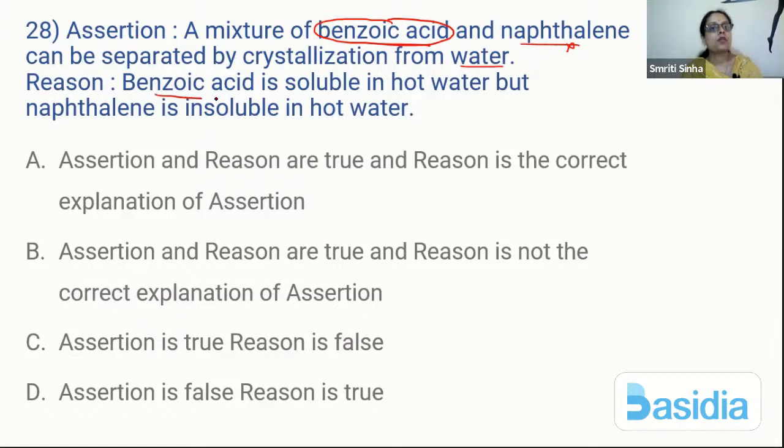The reason: benzoic acid is soluble in hot water, but naphthalene is insoluble in hot water. The reason is also correct. Therefore, assertion and reason both are correct, and reason is the correct explanation for assertion. That's why here option A is correct.